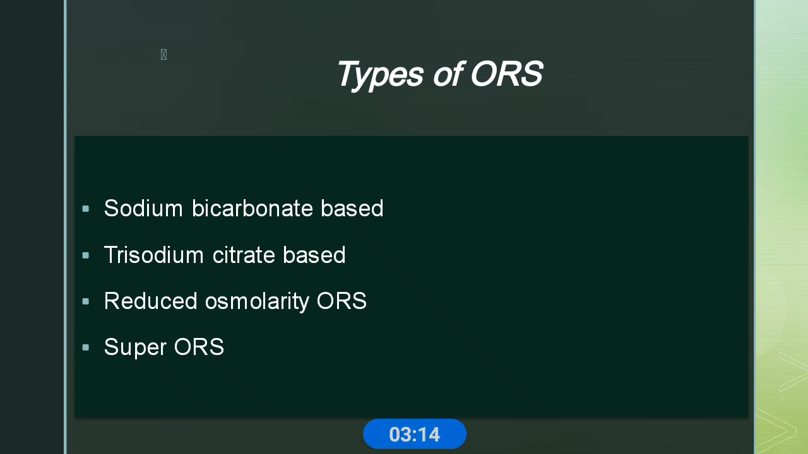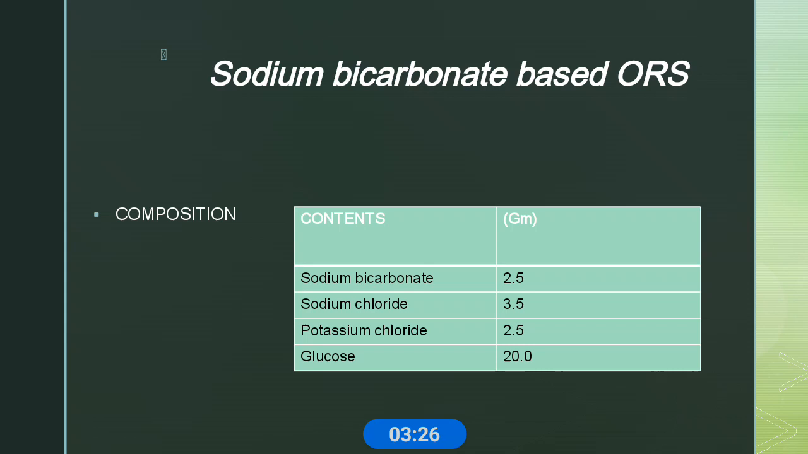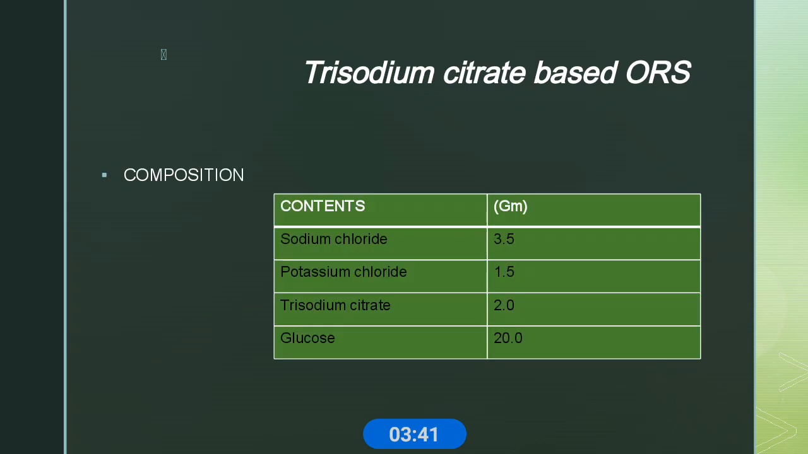Sodium bicarbonate based ORS powder. Another one is trisodium citrate based. Then reduced osmolarity ORS, then super ORS. This is the main composition of sodium bicarbonate based ORS: it mainly contains sodium bicarbonate, sodium chloride, potassium chloride and glucose. Trisodium citrate based ORS has the main composition of sodium chloride, potassium chloride, trisodium citrate and glucose.